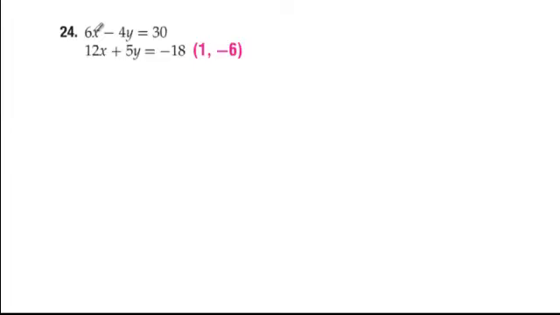Now here we have 6x minus 4y equals 30, 12x plus 5y equals minus 18. What is the advantage here? As we mentioned, 6 could become 12 by multiplying 6 by 2. So if you multiply 6 by 2, you get 12. But 12 and 12 gives 24. So we need them to be opposite.